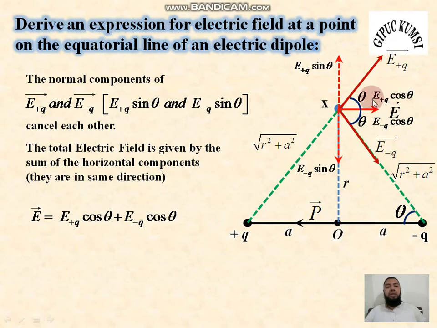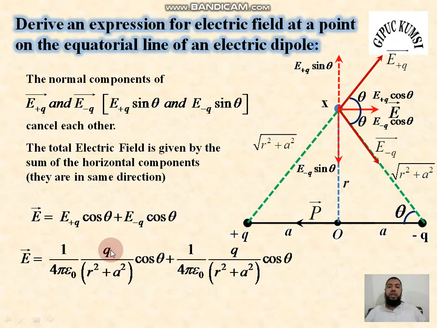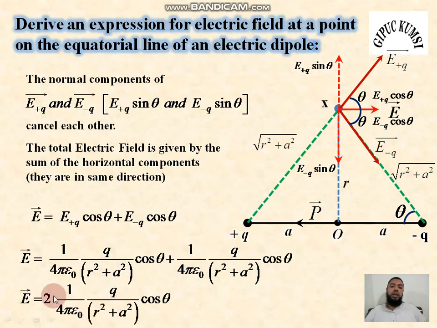Now let's substitute the values of E plus Q and E minus Q. If we substitute, 1 by 4 pi epsilon naught Q by r square plus a square cos theta plus 1 by 4 pi epsilon naught Q by r square plus a square cos theta. We have added two same quantities, therefore it becomes twice: 2 into 1 by 4 pi epsilon naught Q by r square plus a square cos theta.